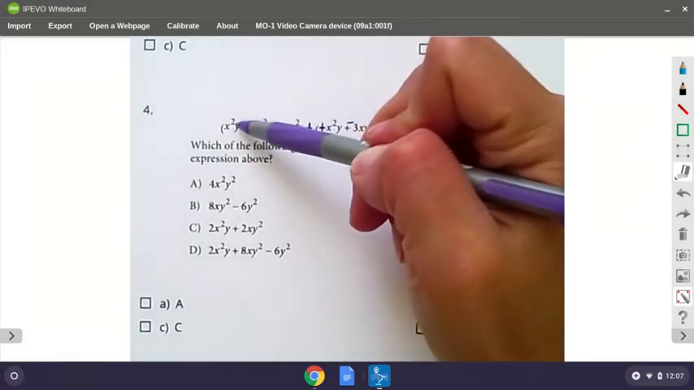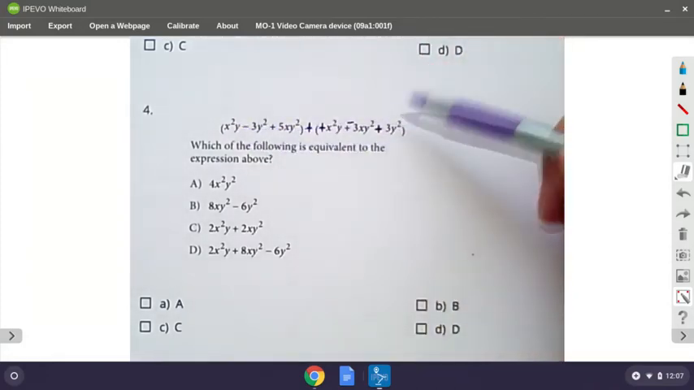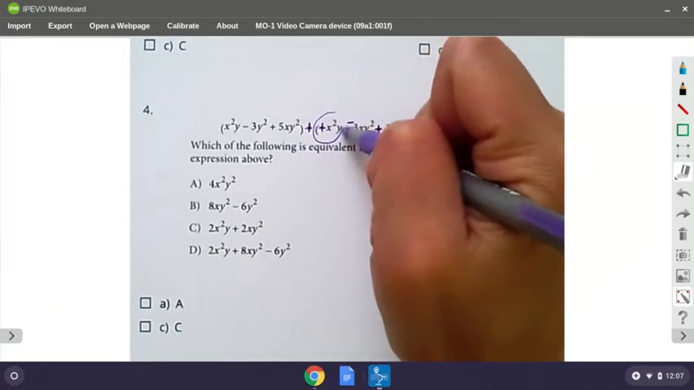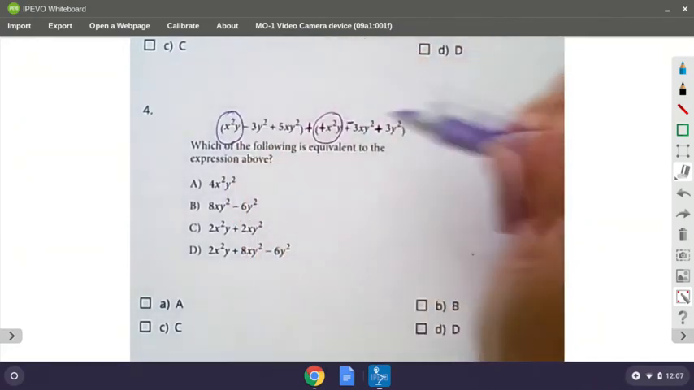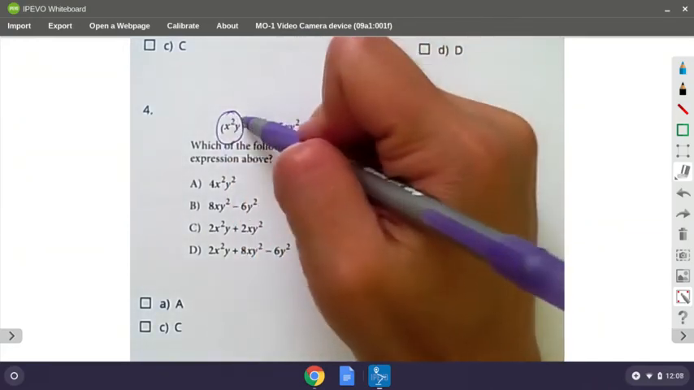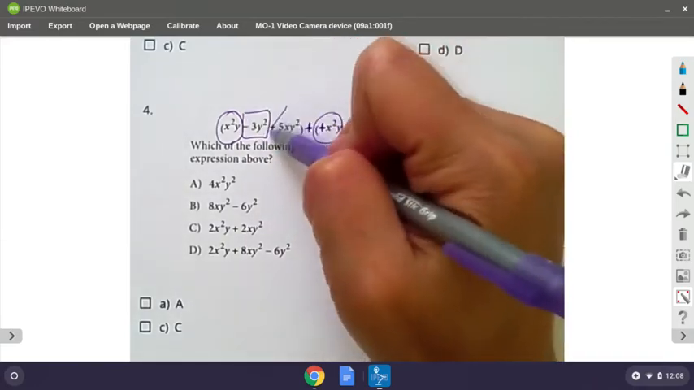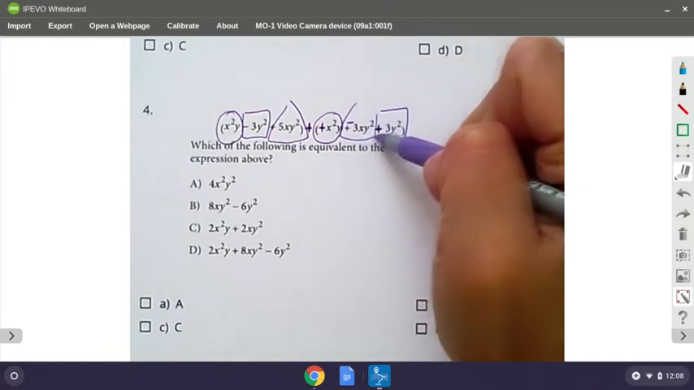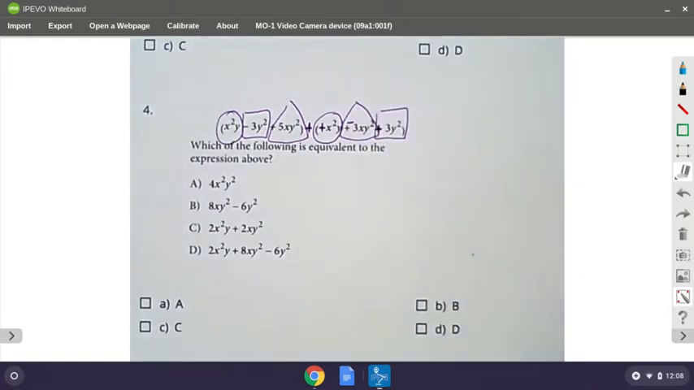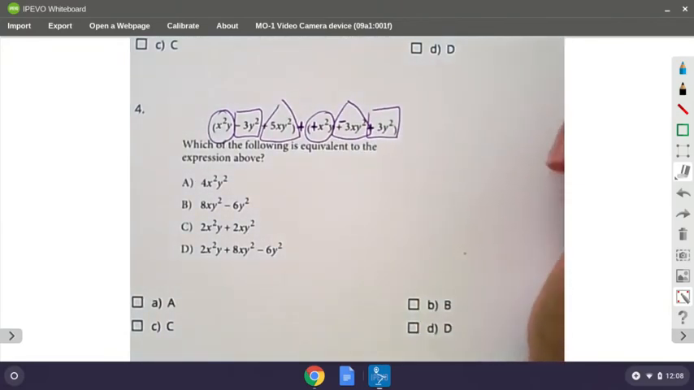So this is x squared y. So you want to look for another term that has x squared y, which is here. This is just y squared, negative 3y squared, and positive 3y squared. And then xy squared, xy squared. So first I like to identify the like terms and then combine them.